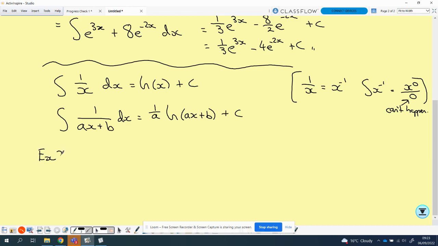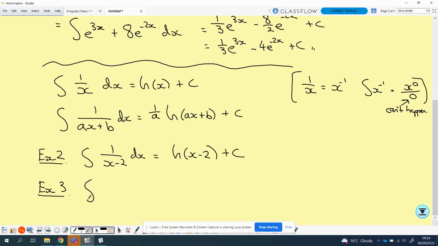So, example 2, let's integrate 1 over x minus 2 dx, okay? So, using my log rules, that becomes log x minus 2. If I differentiate the bracket, I just get a 1. So if I divide by 1, it stays the same. And plus c. Okay, so it's quite a quick, neat rule. Okay, let's look at example 3.